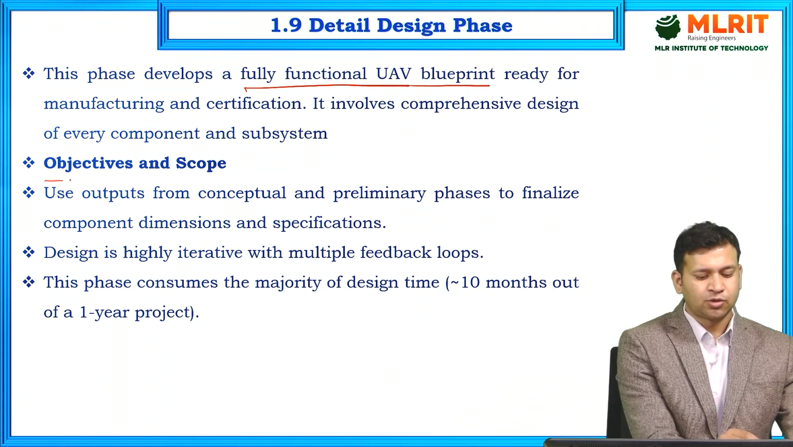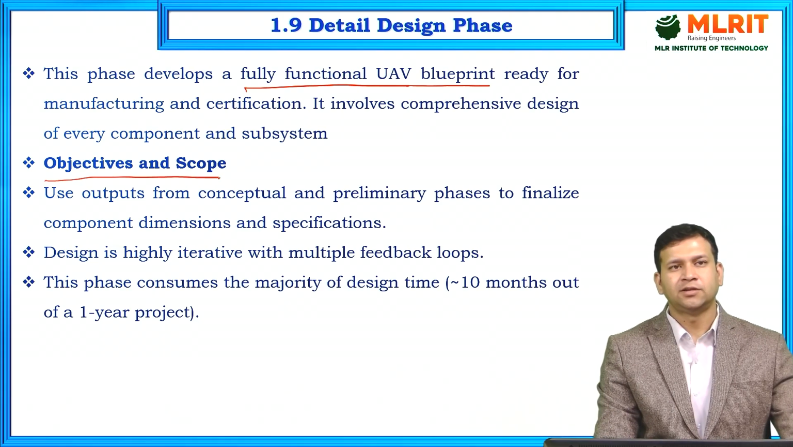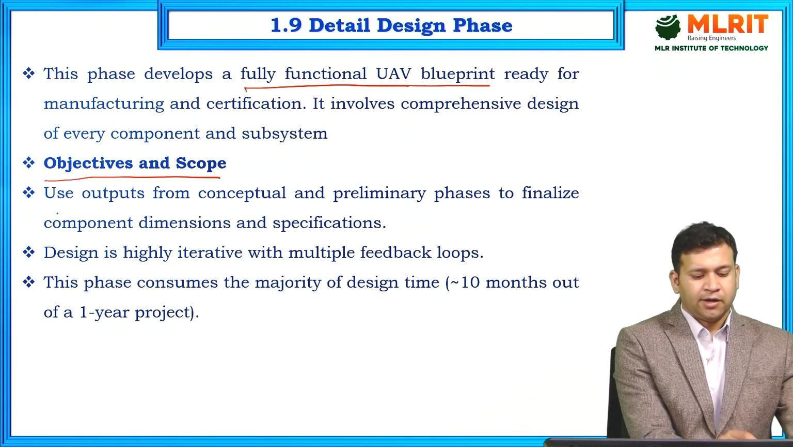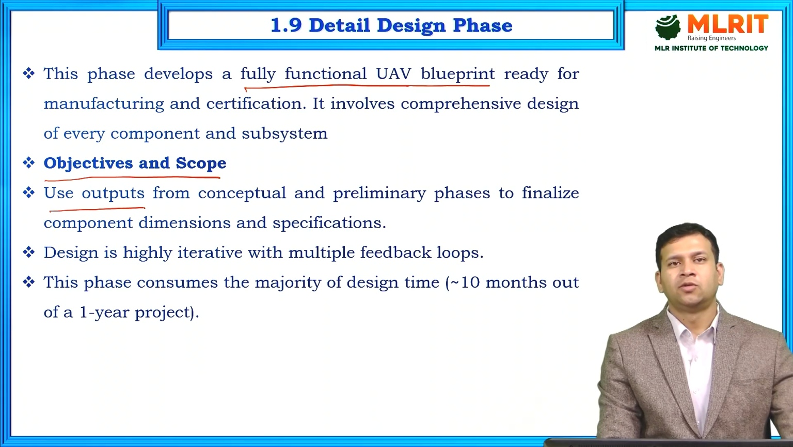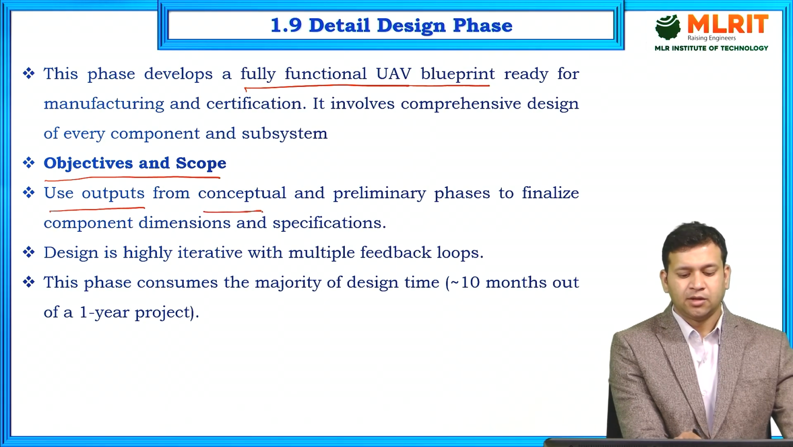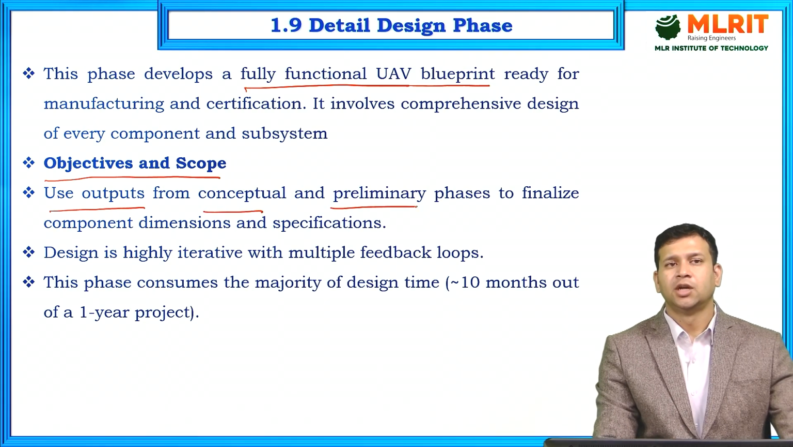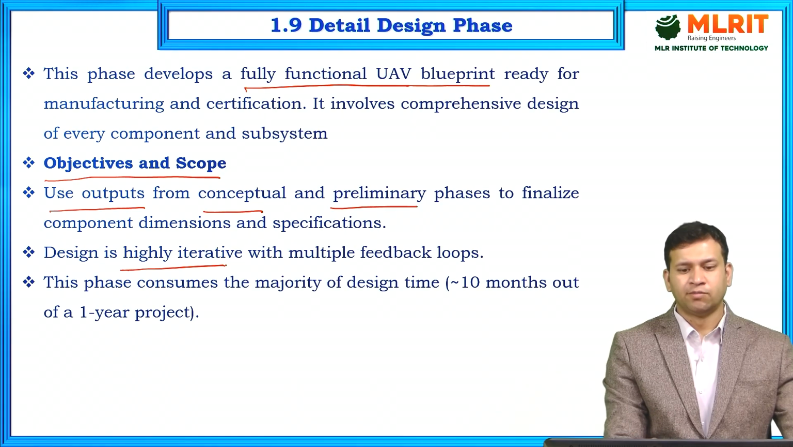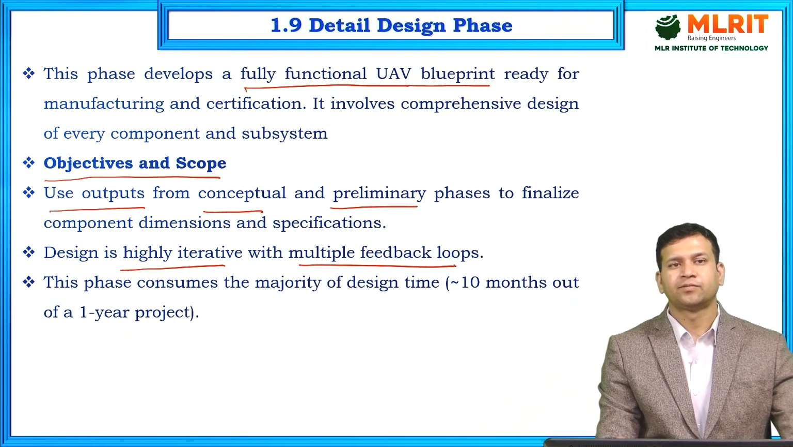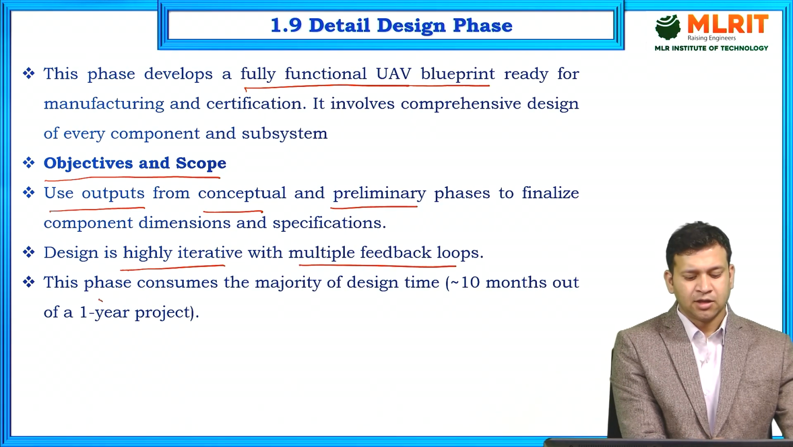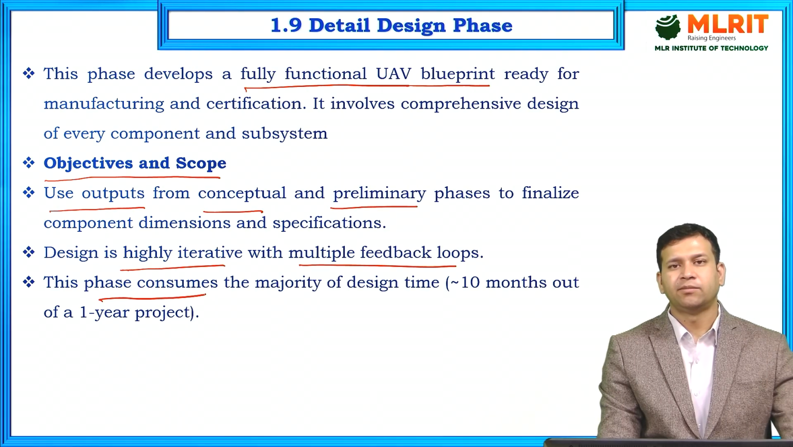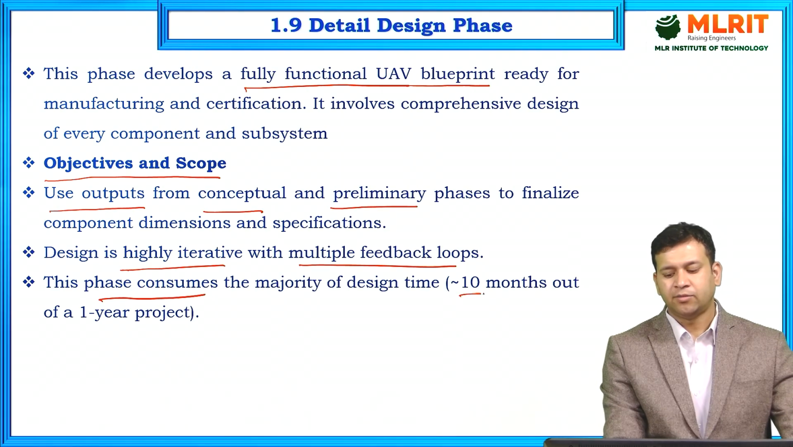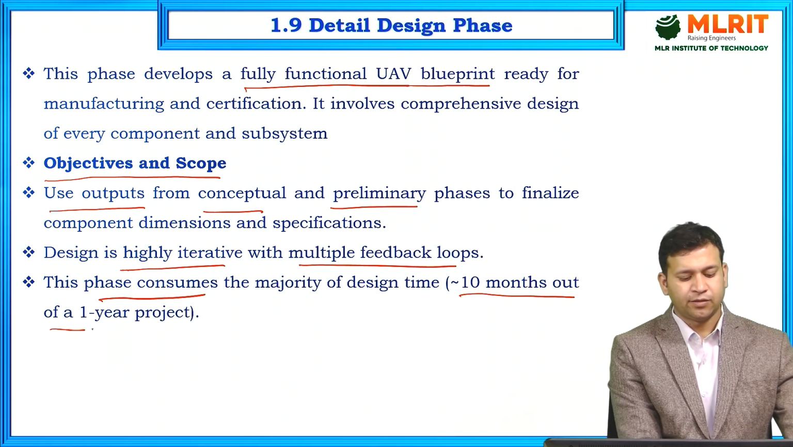The objectives and scope of the detailed design phase: it uses outputs from conceptual and preliminary phases to finalize component dimensions and specifications. This design is highly iterative with multiple feedback loops, and this phase consumes the majority of design time, approximately 10 months out of a 1 year project.